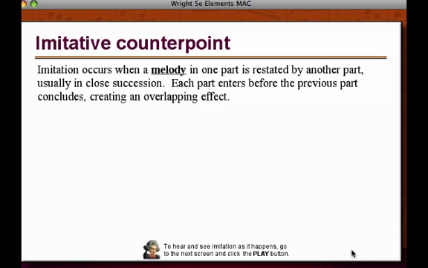This is a really good example, a piece by a French composer named Josquin des Prez that you'll see a little bit later in the semester. And this is a vocal piece written for the Virgin Mary. And you notice that each of the four parts keeps coming in, and it creates this overlapping effect. This overlapping effect is basically what imitation is.